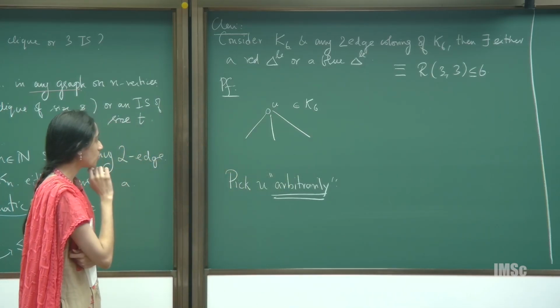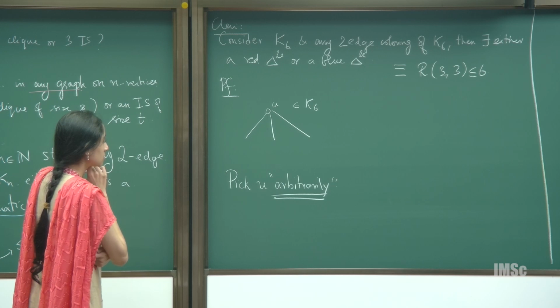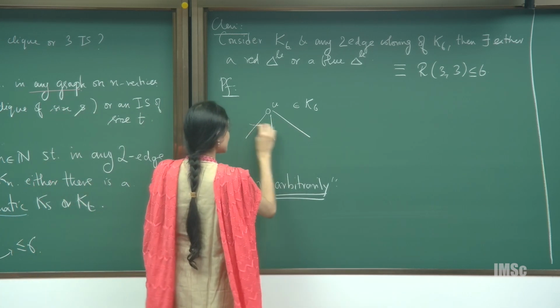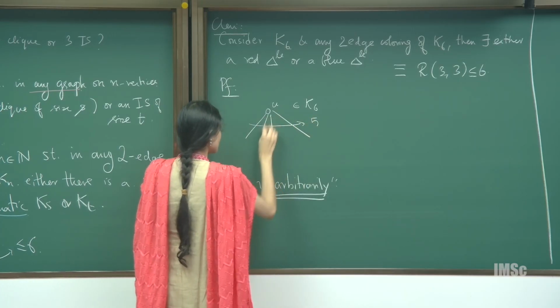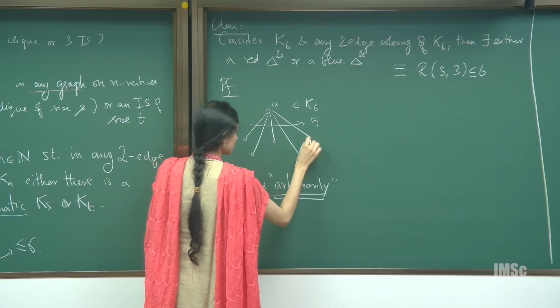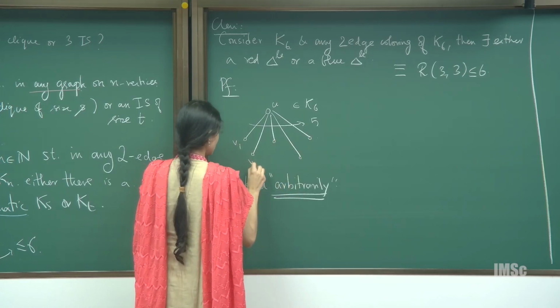Okay. So, there are how many edges? 5 edges. Okay. So, there are 6 vertices here, it is K6, so you know that there are 5 other vertices. So maybe I'll put some more. So let's give all of them a name, V1, V2.